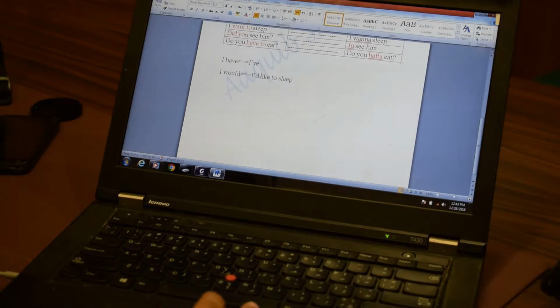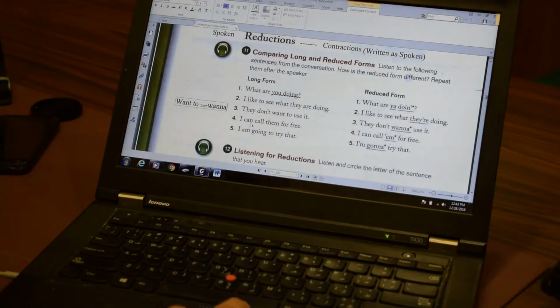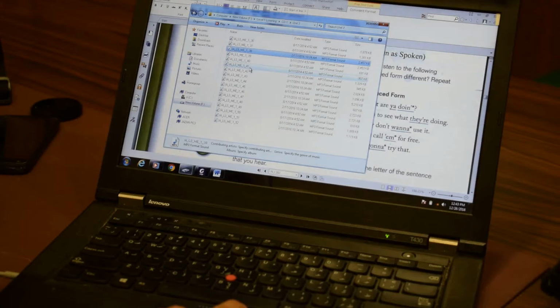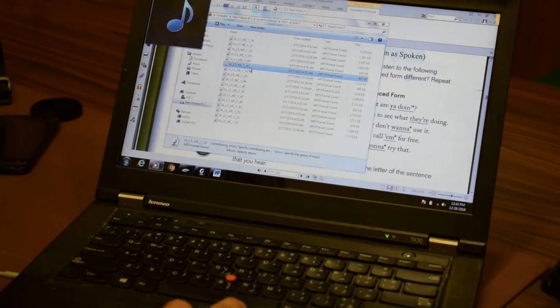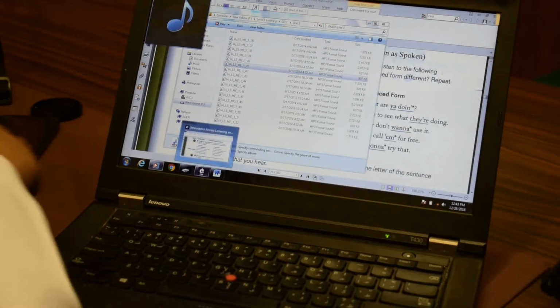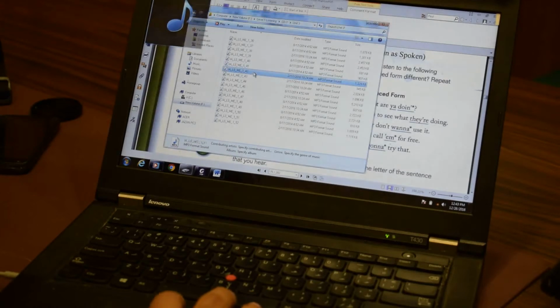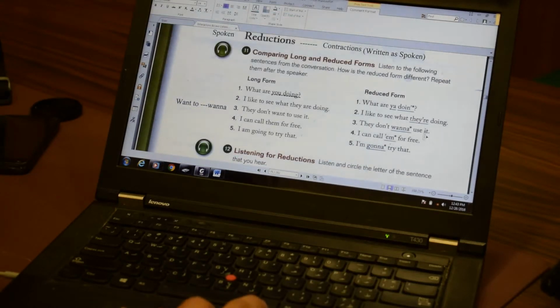Now in this exercise we're just going to listen to the long form and the reduced form. Then in the next exercise we will solve the examples that are given to us. Stressed words, page 56, Activity 11, comparing long and reduced forms.